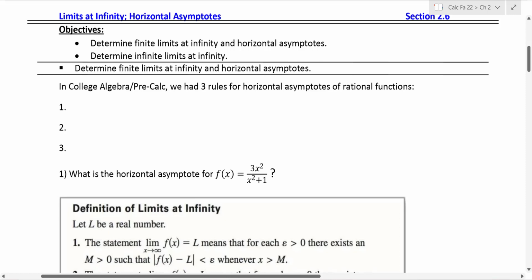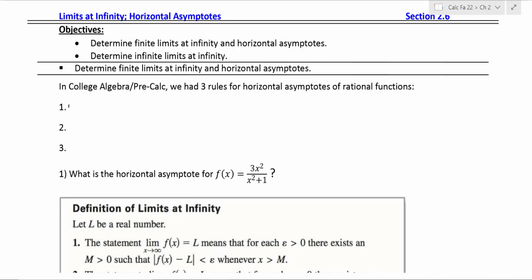All right, for 2.6, we've got limits at infinity, which is really just horizontal asymptotes, something you know from pre-calc, which we'll refresh in the beginning, and then we'll kind of verify things with calc, sort of like we did with the continuity. So in college algebra, pre-calc, we had 3 rules for horizontal asymptotes of rational functions.